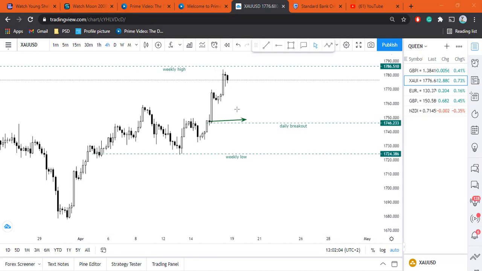If you want to write this down: for price to change the direction of the trend, it has to break two supports or two resistances. That's when the trend will change. If price does not break two supports or two resistances, the trend will most likely continue.